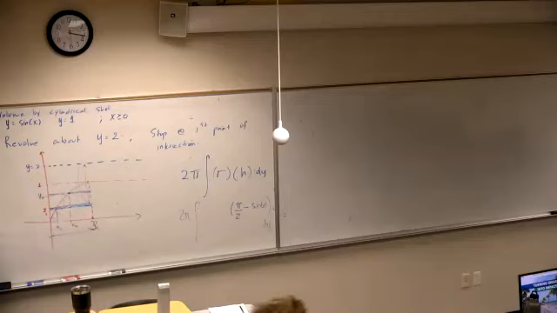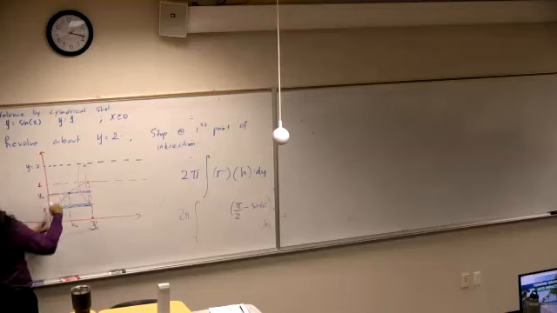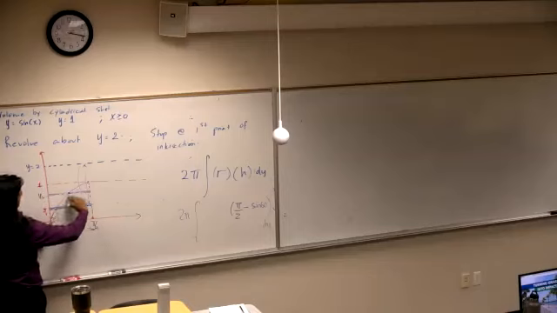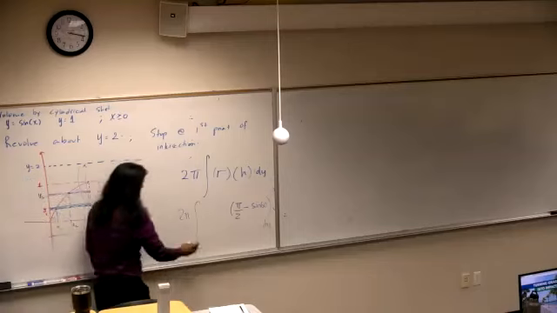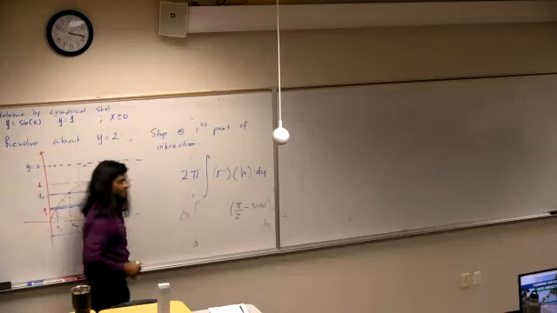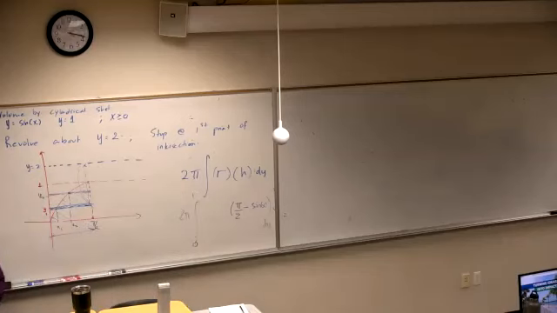Caleb? 0 to 1. Why 0 to 1? Y is between 0 and 1. The curve is going from 0 all the way up to 1, and whatever area we have starts at 0 and goes all the way up to 1. So 0 to 1. That leaves us with one thing, the radius.